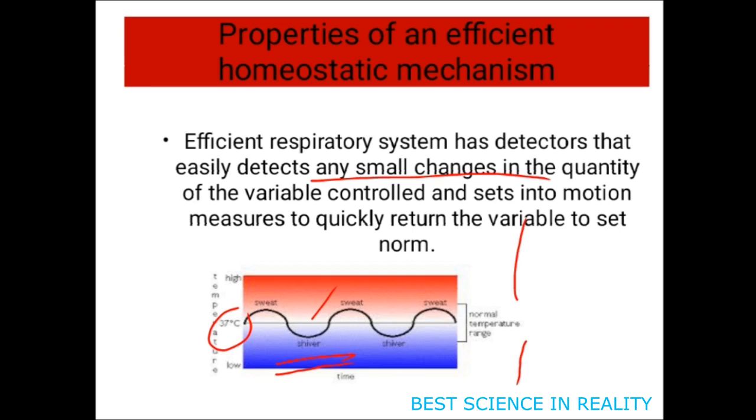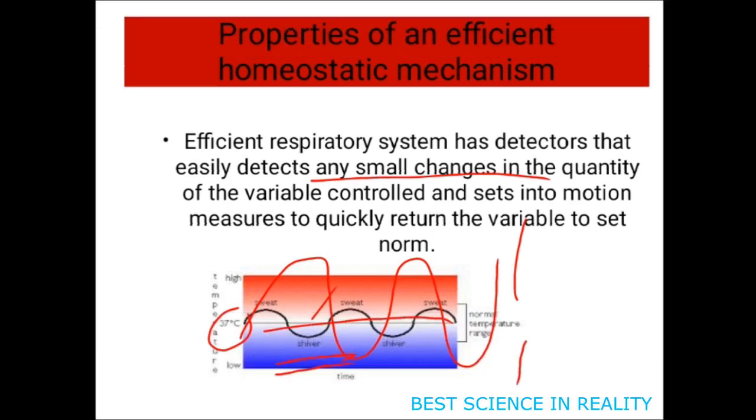So in brief, a good homeostatic system should allow small deviation from the normal set point. If it had deviations like this, as you can see, this is not going to be an efficient homeostatic system, because it is allowing a very great deviation from the normal set point, this line here.